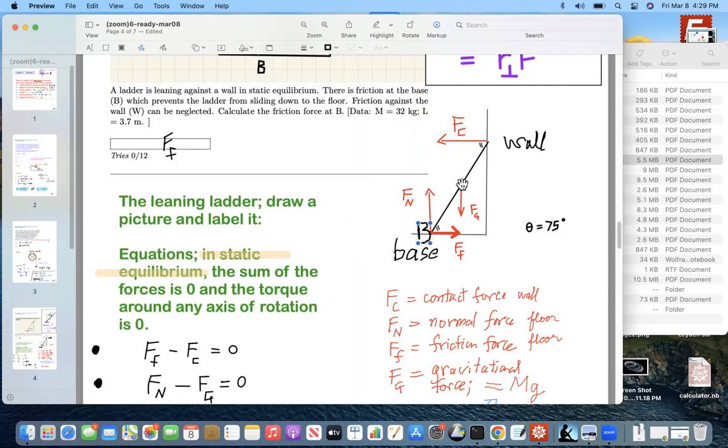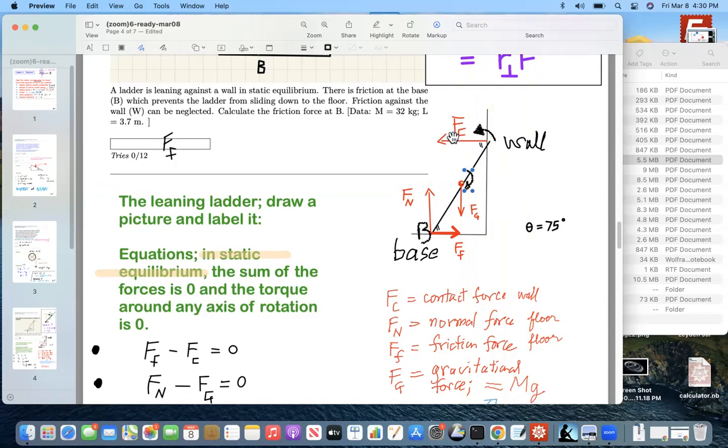So there'll be two torques. There's the torque due to the force of gravity, and there's the torque due to the force exerted by the wall. Now, those are torques in different directions, because this force will cause a rotation around this way, but this force will cause a rotation around the other way. So there'll be a positive torque and a negative torque.